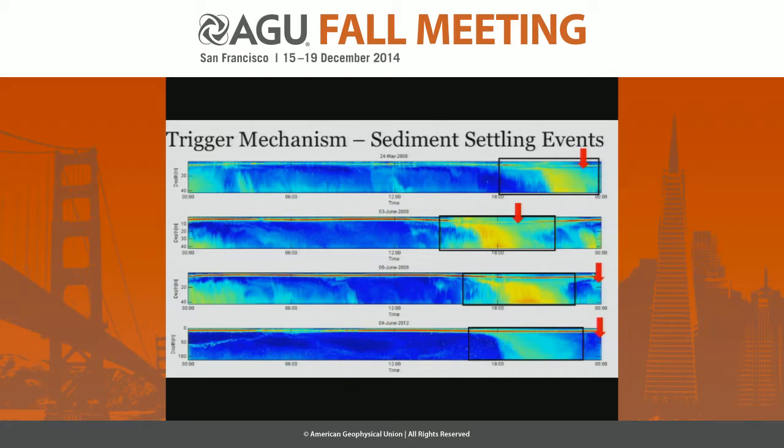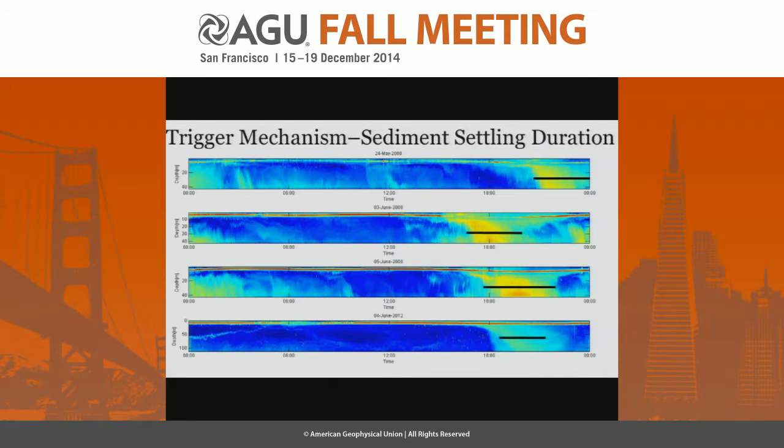The red arrows, again, show the start of the events. In the top 3, 2008, these events lasted for about 6 to 9 hours. It's not quite known how long it lasted in 2012 because basically right here, we lost the platform. So on all days in which these events occur, there was a significant sediment settling event down through the water column during the ebb tide prior to the event.